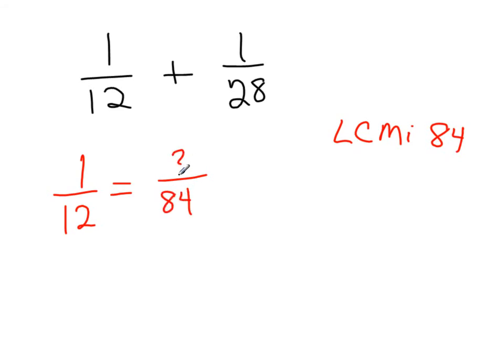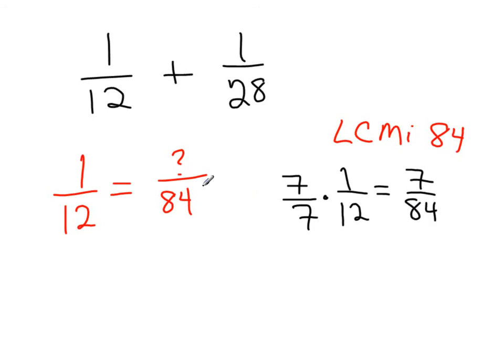What would be the numerator? So we go, what times 12 gets us 84? Well, actually, we already know that. We said 7, right? So if I multiply the bottom by 7, I got to do exactly the same thing to the top. So I have 7 over 7 times 12 is 84. So this question mark is really supposed to be 7.